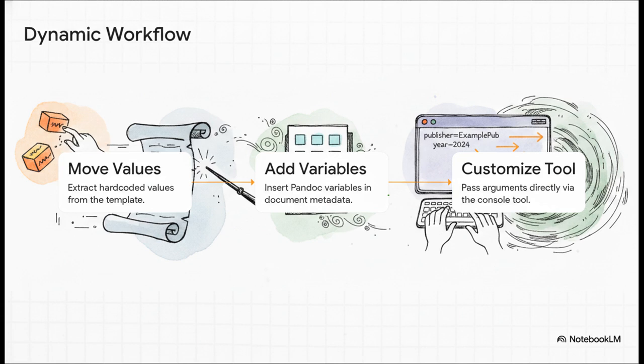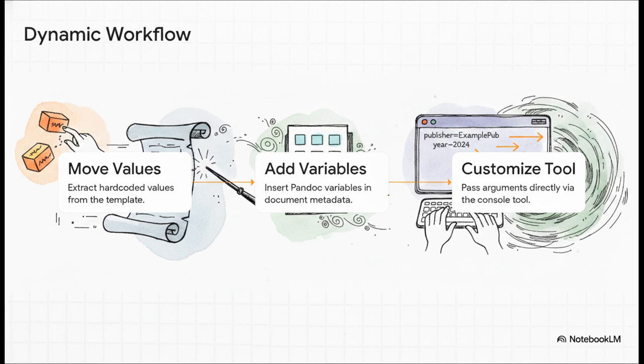Step 1 is to physically move those hard-coded values out of the template and into the source code. But where do they actually go? Well, that leads perfectly into Step 2, adding Pandoc variables directly into the document's metadata. Pandoc is a super powerful document converter, and by using its variables, you're basically carving out blank slots in your template that are just waiting to be filled.